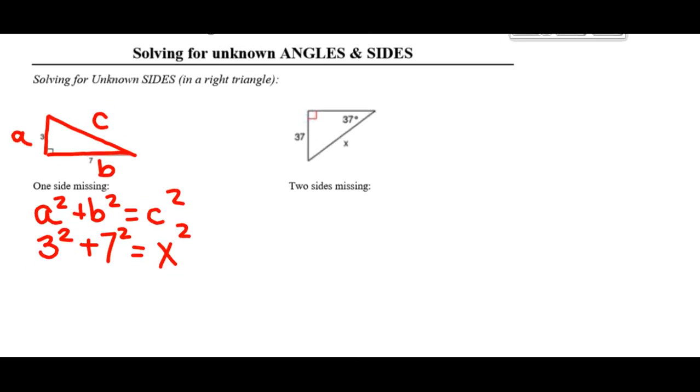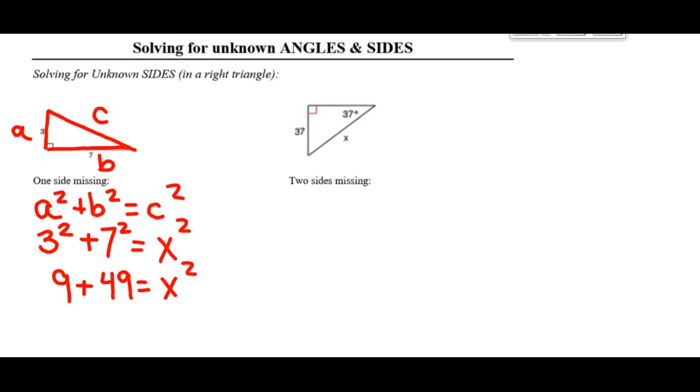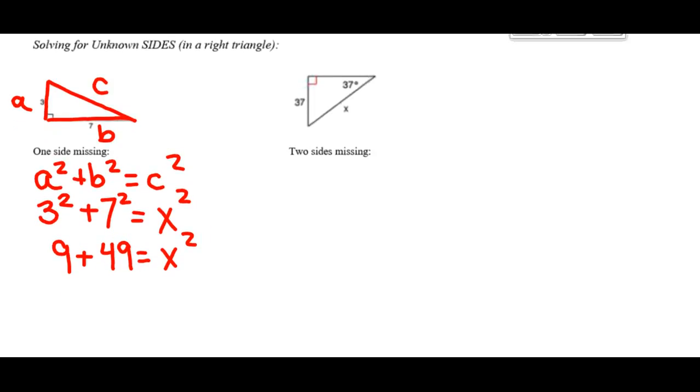For example, 3 squared is 9, 7 squared is 49, that is equal to x squared. We will continue to simplify. 9 plus 49 is 58. 58 is equal to x squared. If we want to get x all by itself, we'll take the square root of both sides. And when we do so, x is equal to the square root of 58.